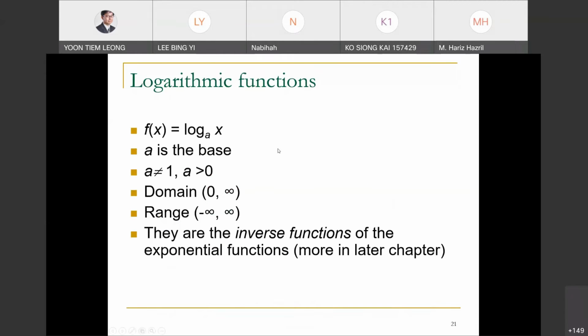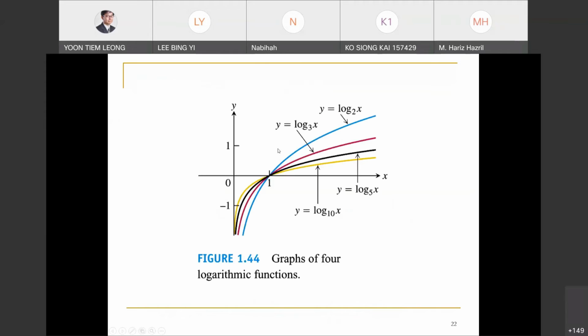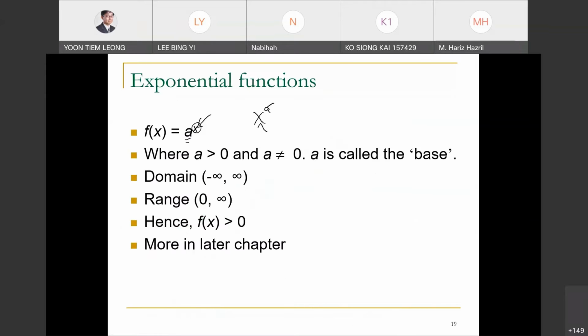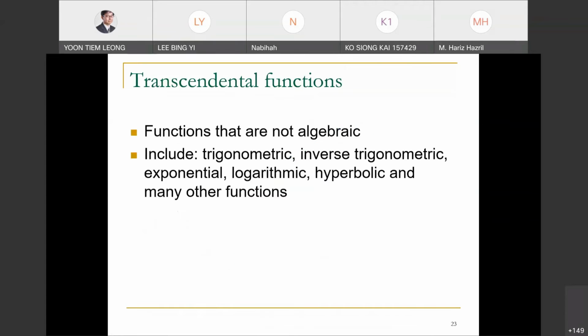So this is just an introduction. You're going to see this in more detail. This is an example of the graph of a logarithmic function. A logarithmic function also has a base. The logarithmic function is a specific function that is very important in physics and in mathematics, so we're going to explore exponential functions and logarithmic functions.